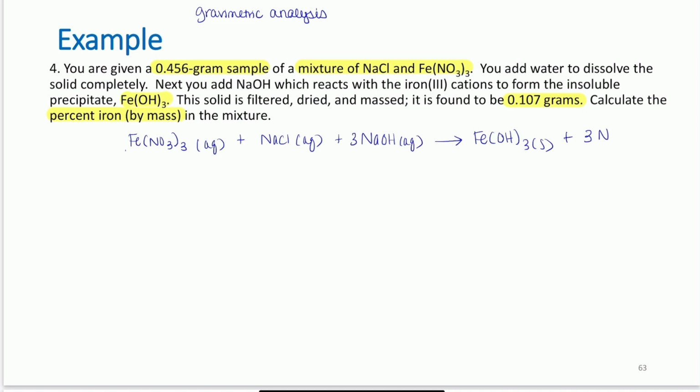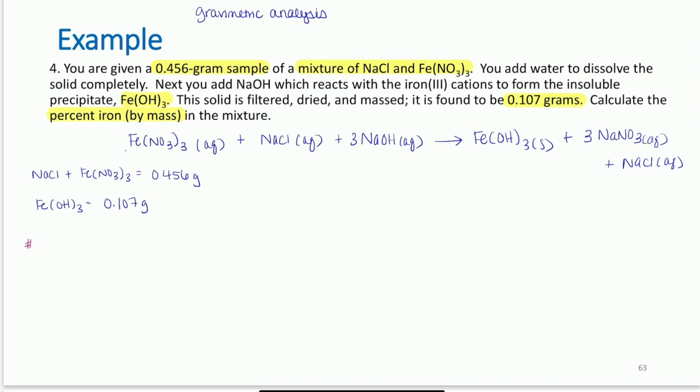You need 3 sodium hydroxides to every 1 iron. We're going to learn balancing in the very next chapter. And we also have the NaCl that's just a spectator hanging out. The NaCl doesn't do anything. Now, I know that my NaCl plus my iron 3 nitrate equals 0.456 grams. I know that my iron 3 hydroxide equals 0.107 grams. I want to know percent iron by mass.